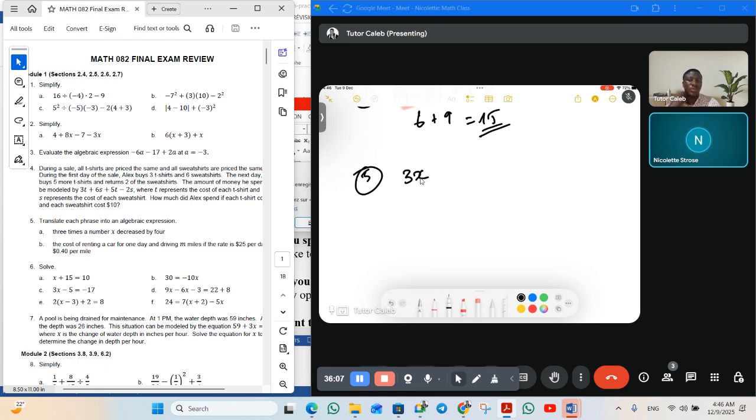They say 3 times the number x now decreased by 4. If you want to decrease it by 4, you remove 4 from it. 3 times the number x, then you remove 4 from it. You have decreased it by 4. Minus 4. Okay. And so this will just be the answer. Yes. 3 times the number x decreased by 4. So you got 3x minus 4. Okay, I understand.